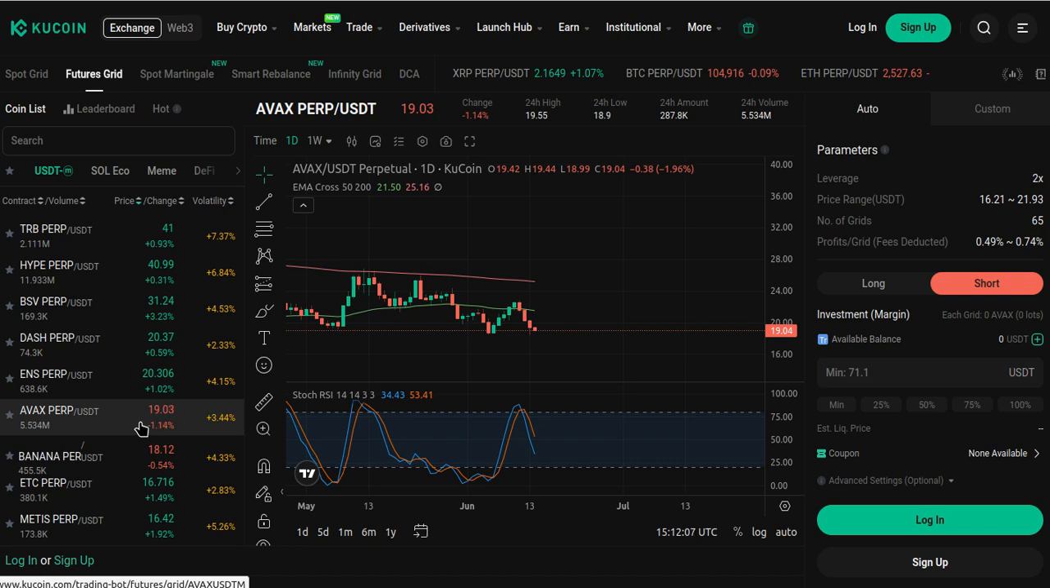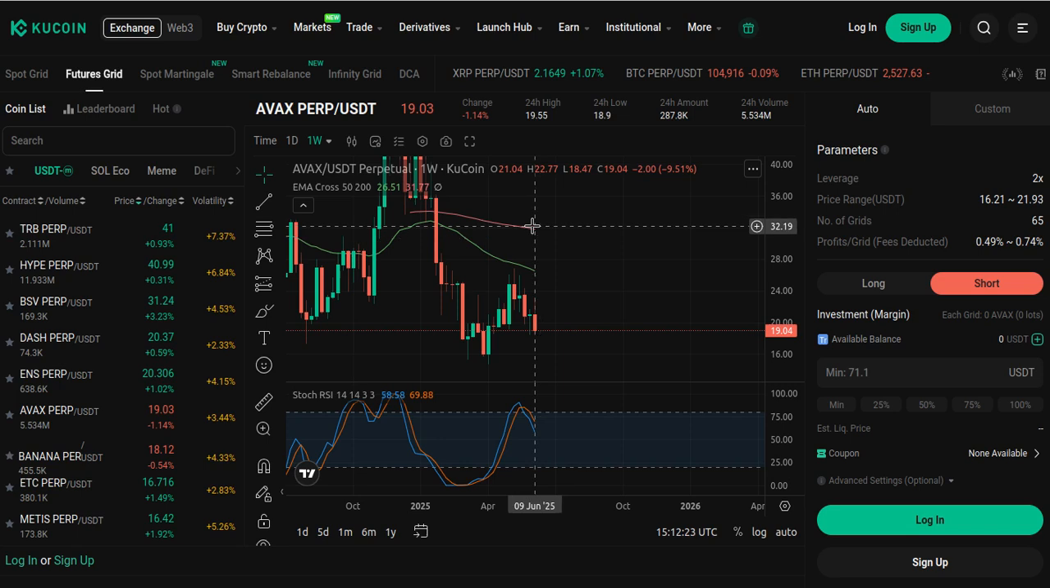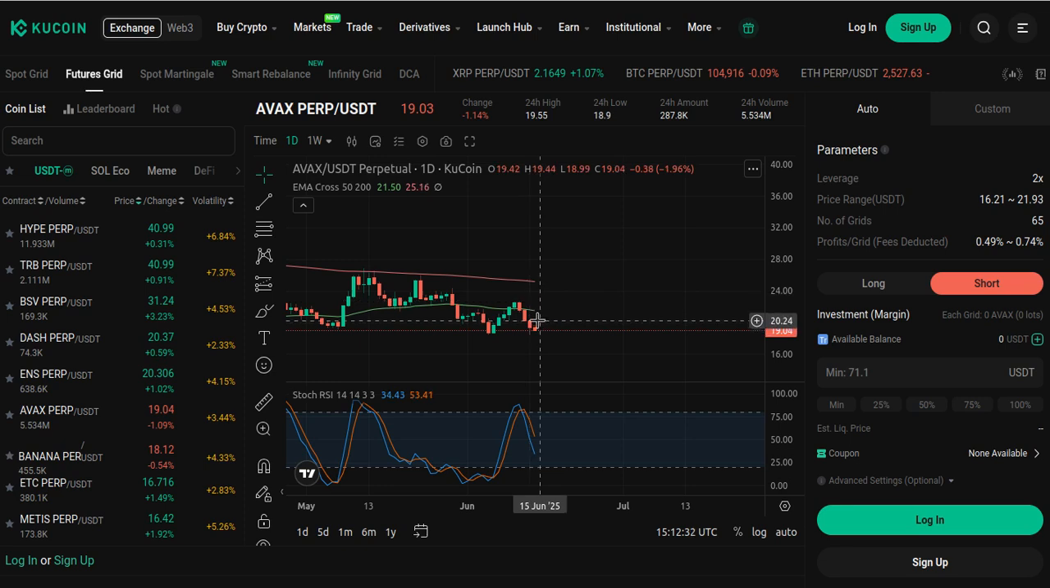The reason why, again, ENS is not good is because remember the moving averages did not appear. It only had a 50-day moving average. So ideally you want a 200-day moving average. So I think the best is AVAX. Why? Because the 200-day moving average appears clearly here, and you can see a bearish candlestick pattern here and here as well.